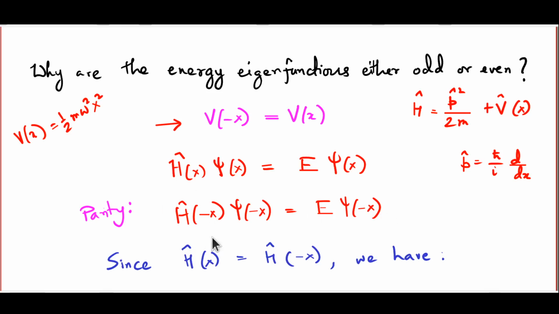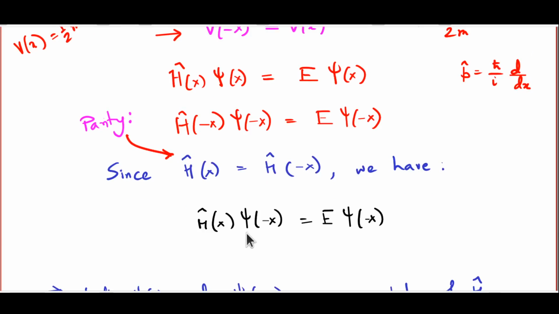Strictly speaking, this is not the parity operation that we are doing here. All we have said is you have replaced x by minus x. The parity symmetry essentially tells us that H(x) is the same as H(-x). As a result, these two equations essentially have the same Hamiltonian sitting on the left hand side, which means H(x) acting on psi(-x) must be the same as E psi(-x). So what does this tell us?